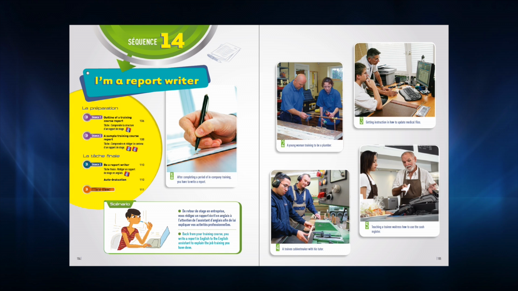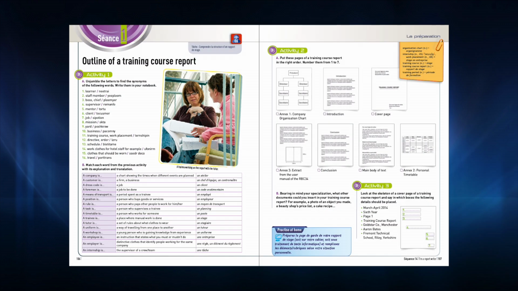Once the students have found out what the final task is, and have been introduced to the theme through the pictures, as in this opening double page of sequence 14, we can move on to the first session, which may be either 1 or 2 pages. Here is an example from sequence 14 again, I'm a report writer, which fits into the domain of studying and working, étudier et travailler. The final task is writing a report on a training course, so, naturally, the first session introduces the students to the vocabulary and structure of this sort of report.